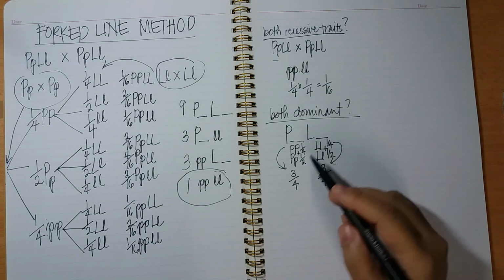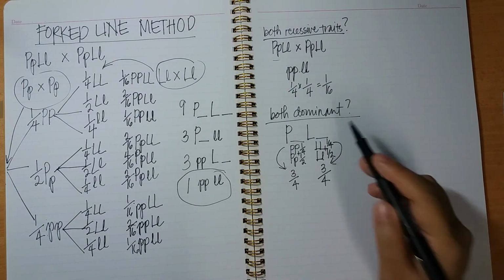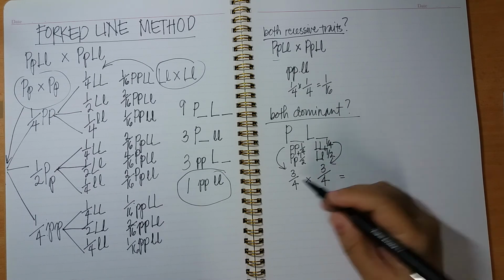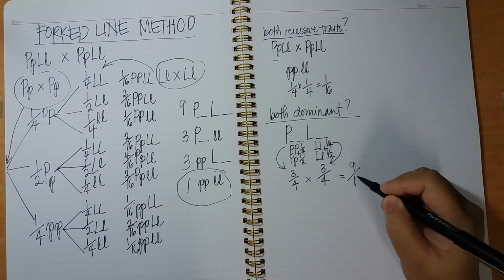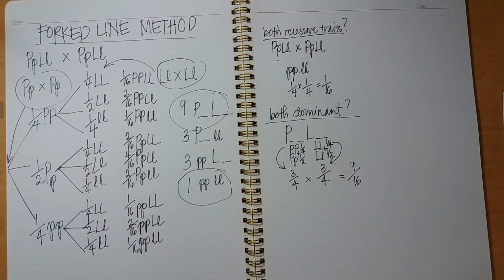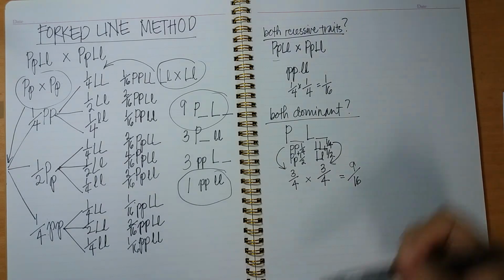So, anong gagawin natin? Gusto nating mag-occur yung dalawang dominant traits together at the same time. So, you have to multiply 3/4 times 3/4, 9/16. Again, consistent with that. Okay? So, you can try other combinations. So, this is the shortest shortcut of all.